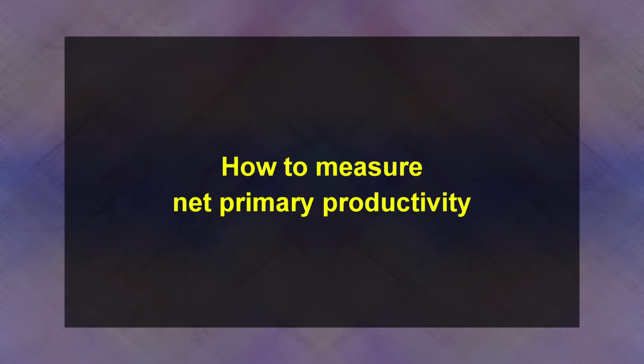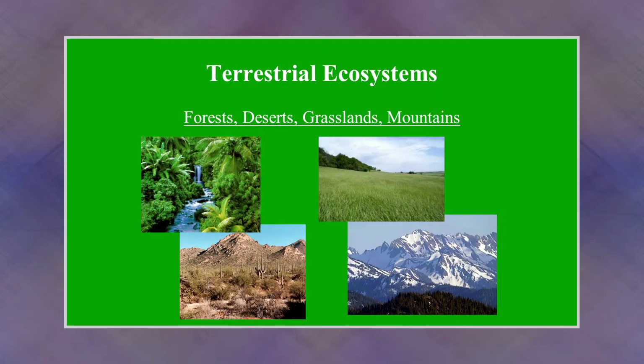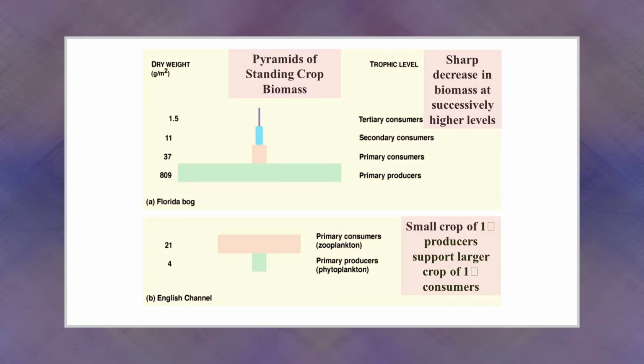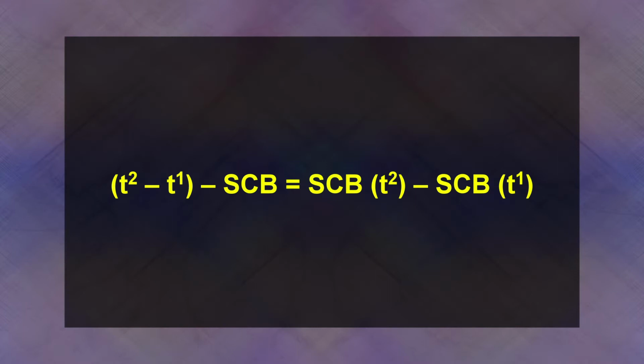Let's come to know how to measure net primary productivity. The simplest and most common method of measuring net primary productivity in terrestrial ecosystems is to estimate the change in standing crop biomass (SCB) over a given time interval. That is, change in SCB = SCB at T2 minus SCB at T1.